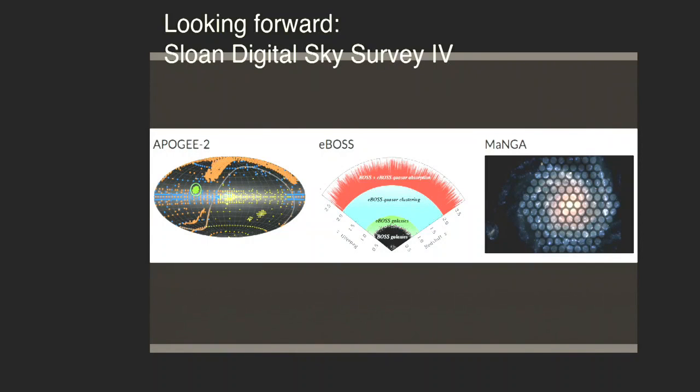MaNGA is very interesting. It's a way to take 1,000 fibers and look at one single galaxy. So every single galaxy has this data cube of a huge number of spectra of stars inside it. It teaches you a lot about, like, the metallicity of the stars. Every single galaxy is well mapped with all the velocities and chemical abundances and everything. So 10,000 galaxies like this.